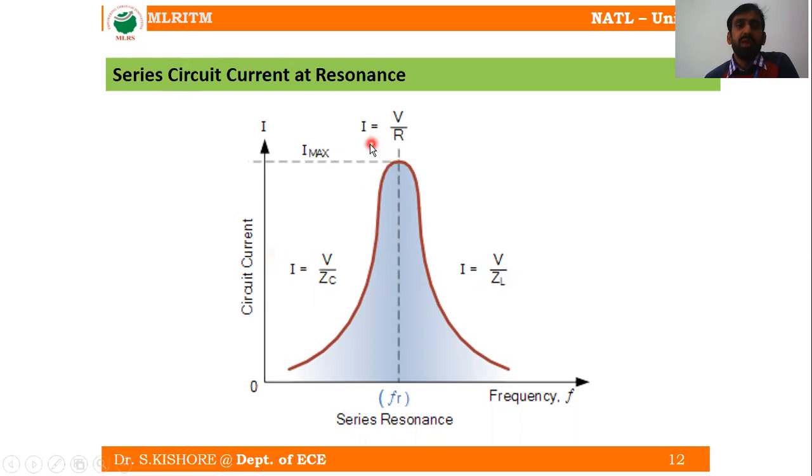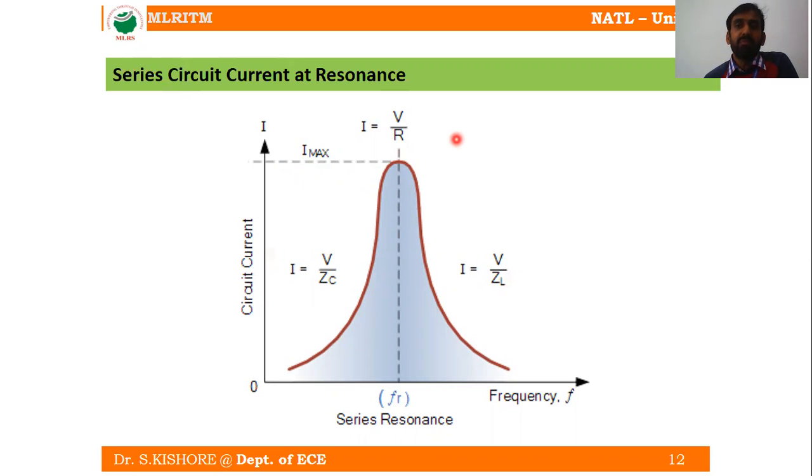And this is going to be I is equal to V by R. It is going to be the maximum value. So if you want to calculate the ideal value of the current at the resonant frequency, it is going to be infinity. The ideal value is going to be infinity.